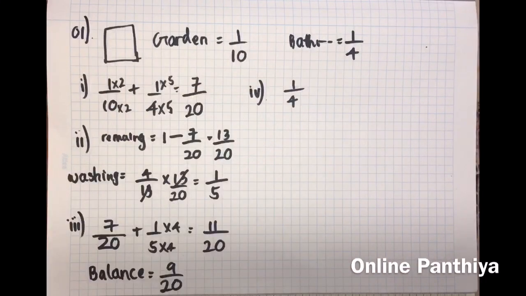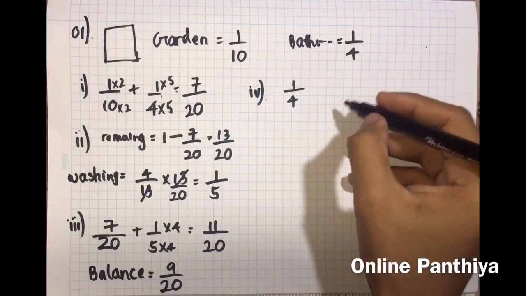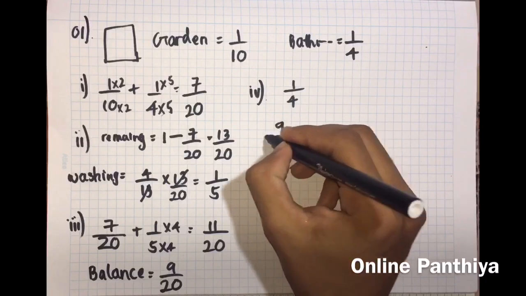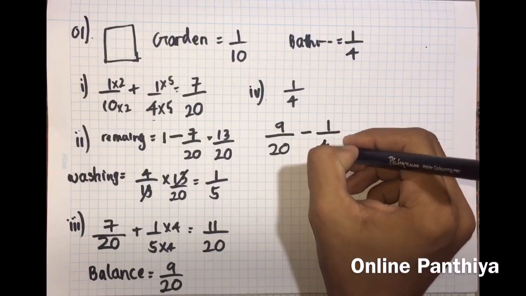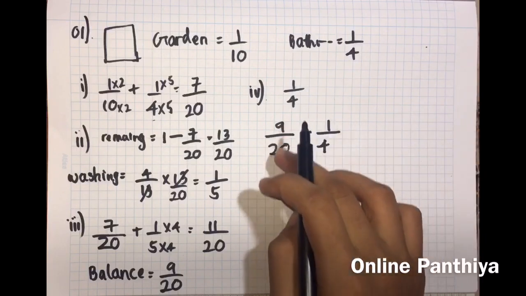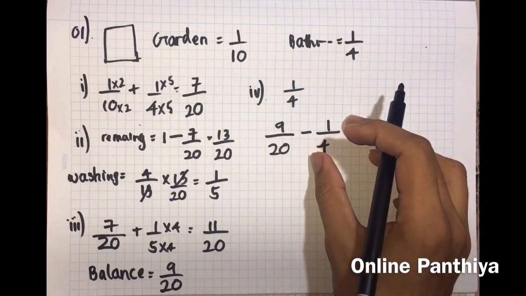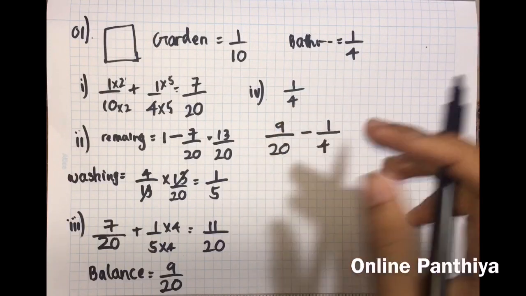500, no? Yes, because that was the amount it was used in liters. Therefore, earlier I had 9 over 20. From this, I have used 1 over 4th, the balance, sorry. Okay, from 9 over 20, this is the balance I have at last. The difference should give you the amount used.